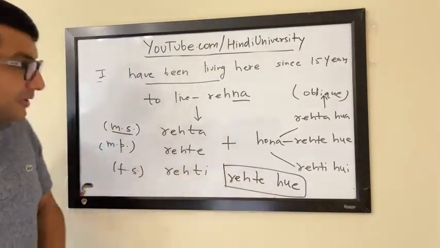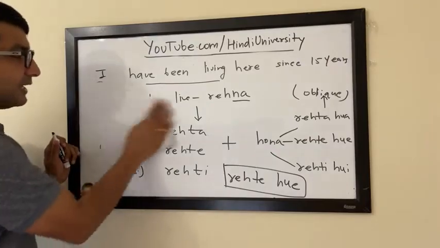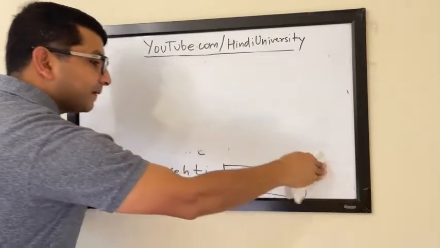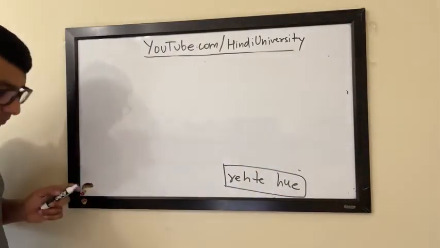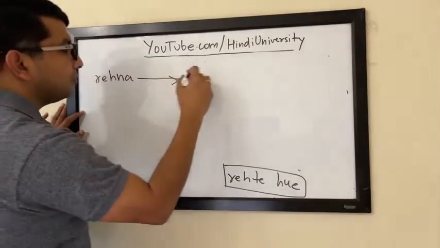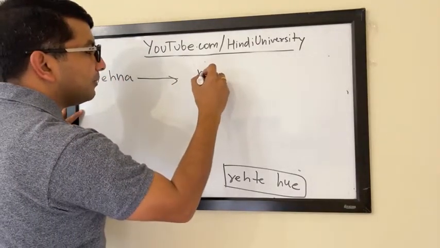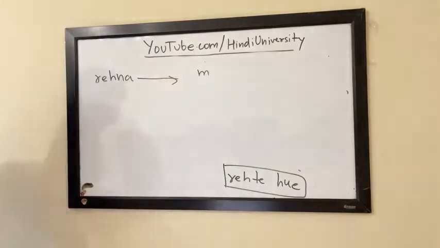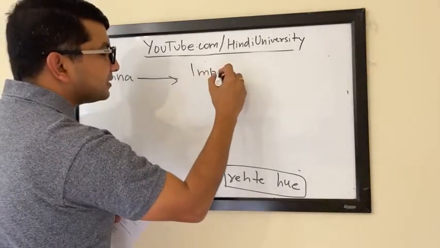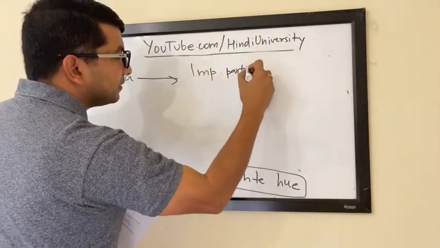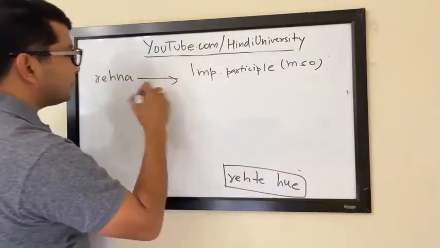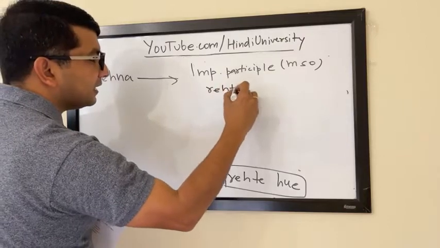So long story short, the challenge was to come to this part. The challenge was how do we get to this stage? That was sort of the background. You take the verb रहना and you take the imperfective participle, masculine singular oblique, which becomes रहते हुए.